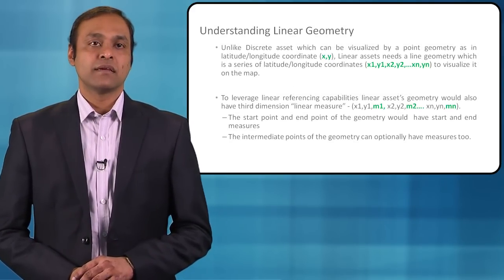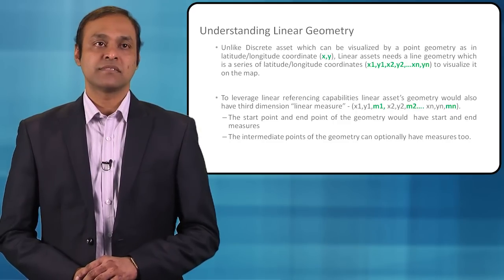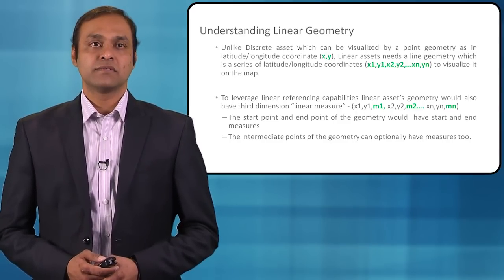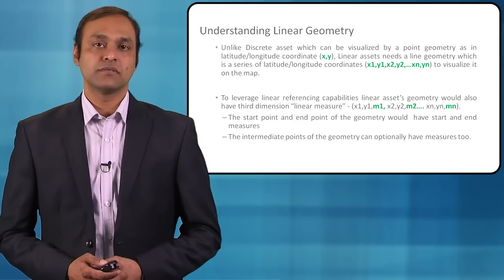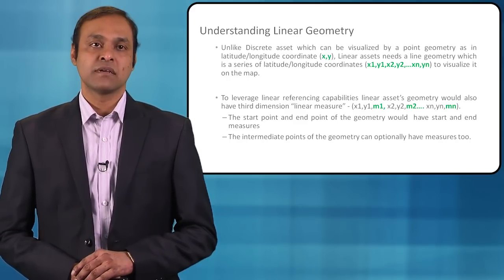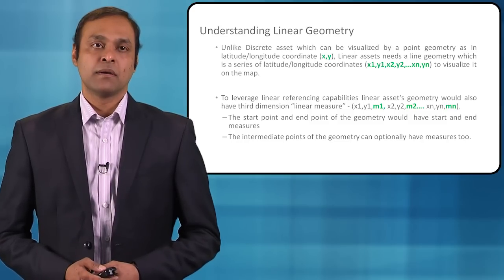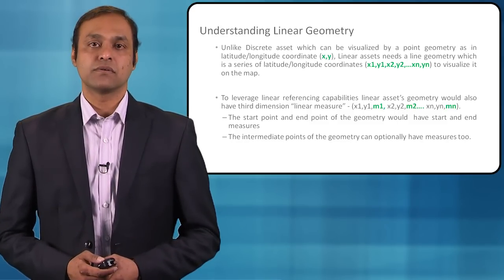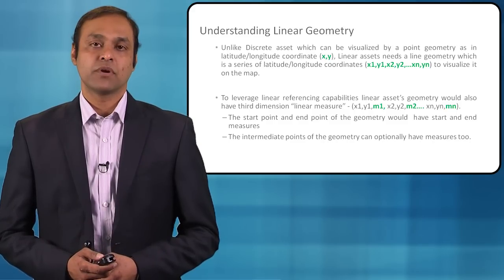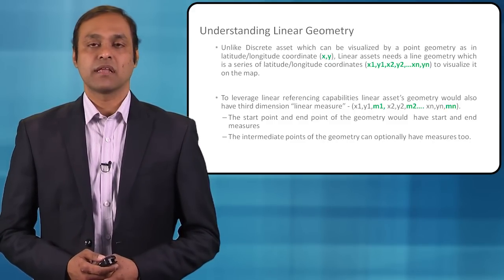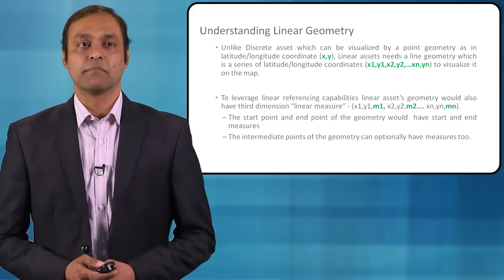Before you understand the integration architecture, let's understand what a linear geometry is. When you take a discrete asset, it's very simple. You have a latitude, longitude, you just introduce a latitude, longitude for a discrete asset, and you can plot it on a map. But when you come to a linear asset, you need a series of latitude, longitude to really visualize that on a map, because it's a continuous geometry which needs to be defined. It's like a polyline which you need to see on the map.